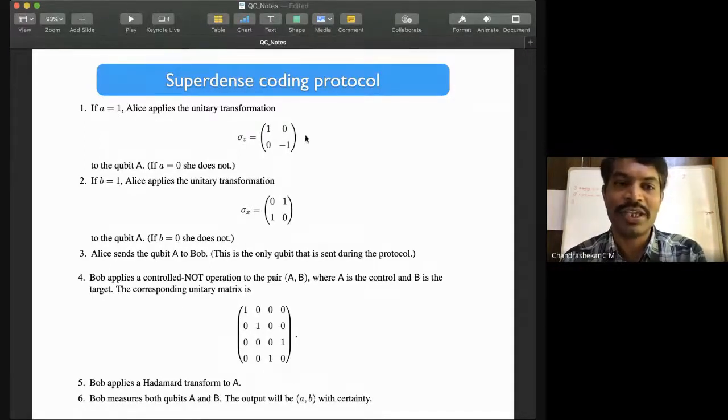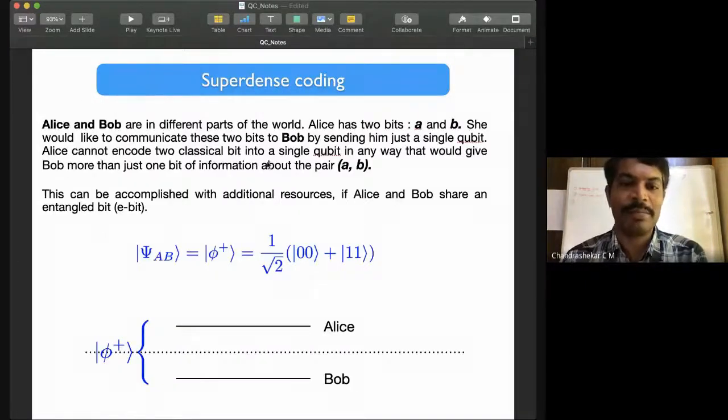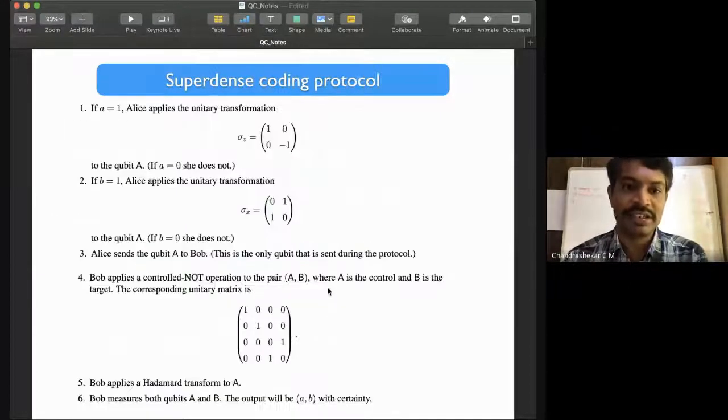All that she's doing is, she wants to send some information A and B, and this is the state which she is sharing. Depending on what values of A and B she wants to send, she does these two sets of operations on the qubit with her. Whatever operation she does on her qubit, she will send it to Bob.